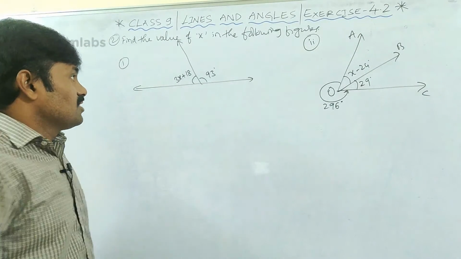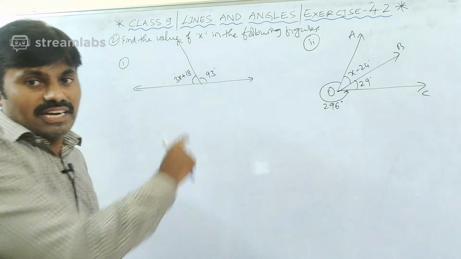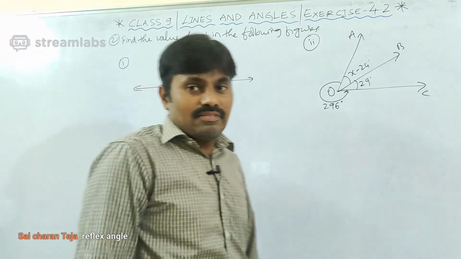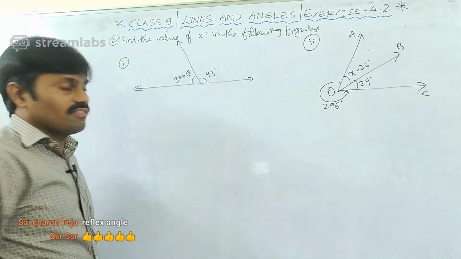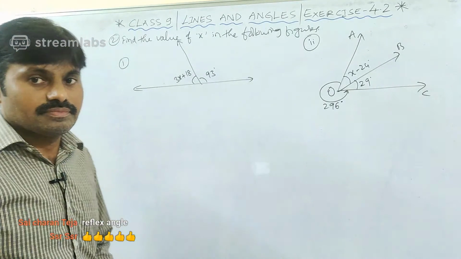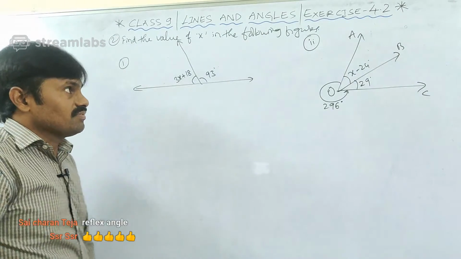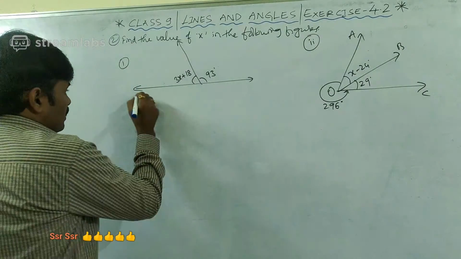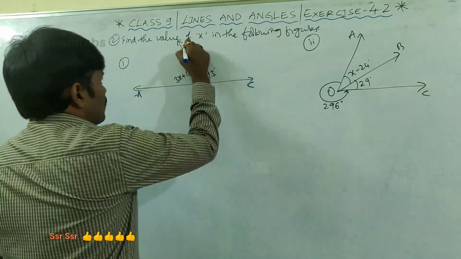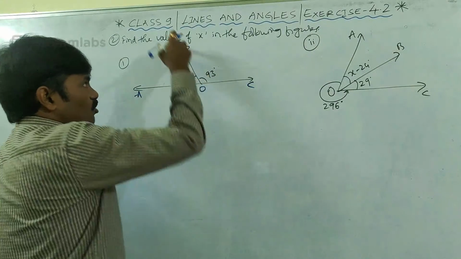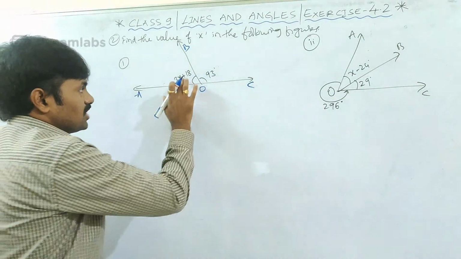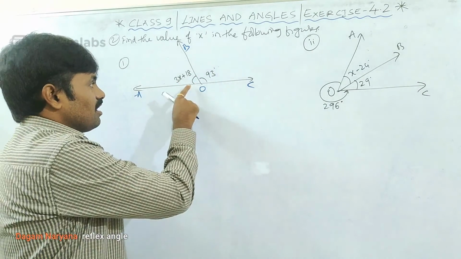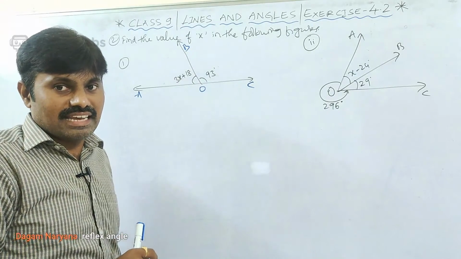Now see, can you guess the value of x here? What is the concept behind it? Yeah, this is a reflex angle. Very good. What about the first one? How to solve it? If you observe this line here, AC is a straight line and OB is a ray standing on it. So these two are which type of angles? Adjacent angles.